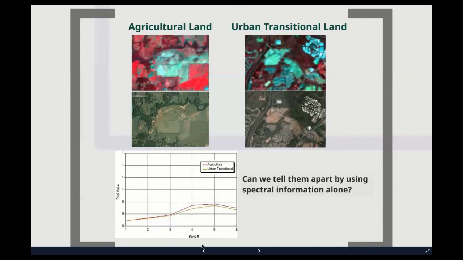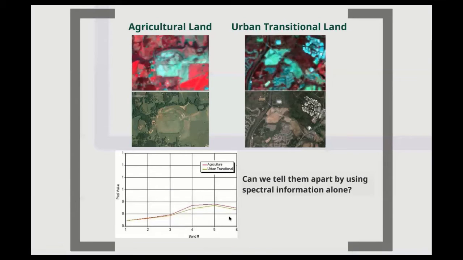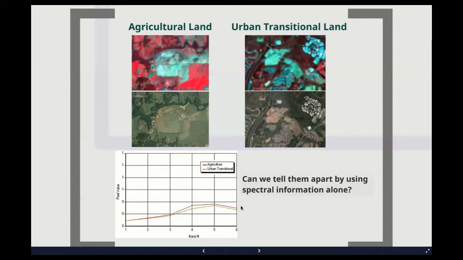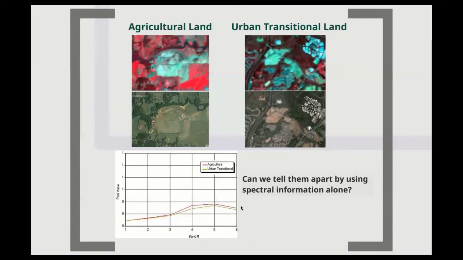So of course, if you're only using the 6 bands of spectral information, no matter what algorithm you use or how much money you spend, maybe you buy a new program, either way, it's not going to solve the problem because essentially it's the same data. So how do you tell them apart? Spectral information is not enough. What you have to do is bring in additional information.